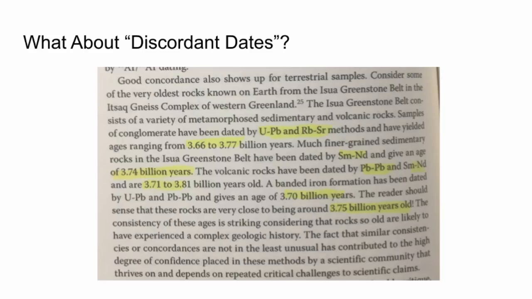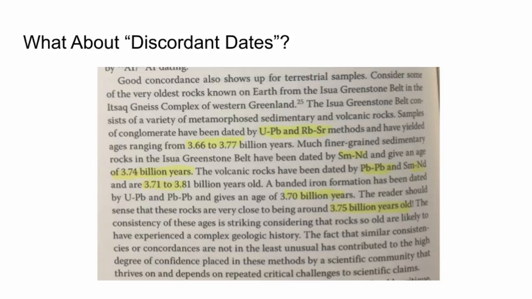So what about discordant dates? I sent this to you already, Rebekah, but for those of you out there, I really liked this. This is also from the Bible Rocks in Time. And what this effectively notes is that when you sample several different rocks and you get slightly different dates using different methods, technically that's a discordant date.